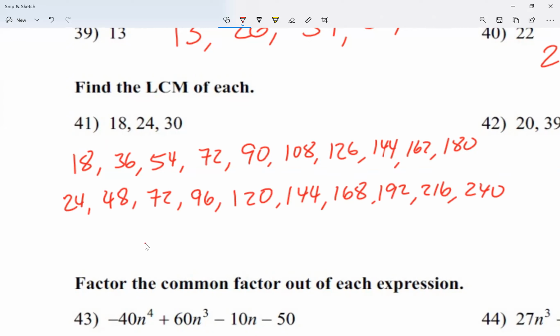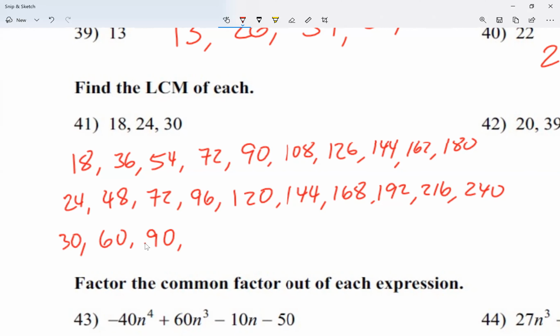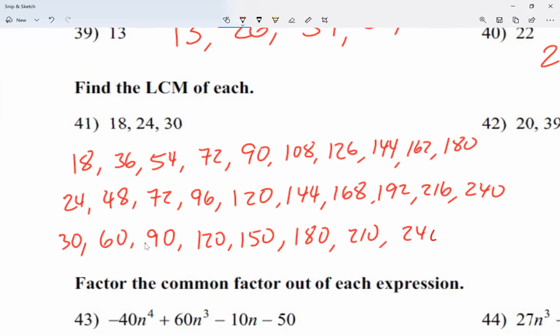Now let me find multiples of 30. They are going to be 30, 60, 90, 120, 150, 180, 210, 240. Okay. Do I find any common multiples? No, I don't. There's no common multiples.